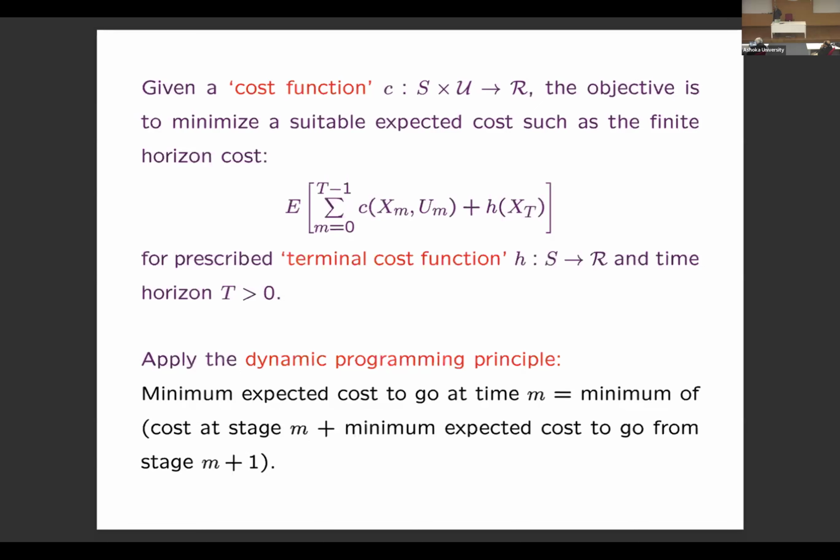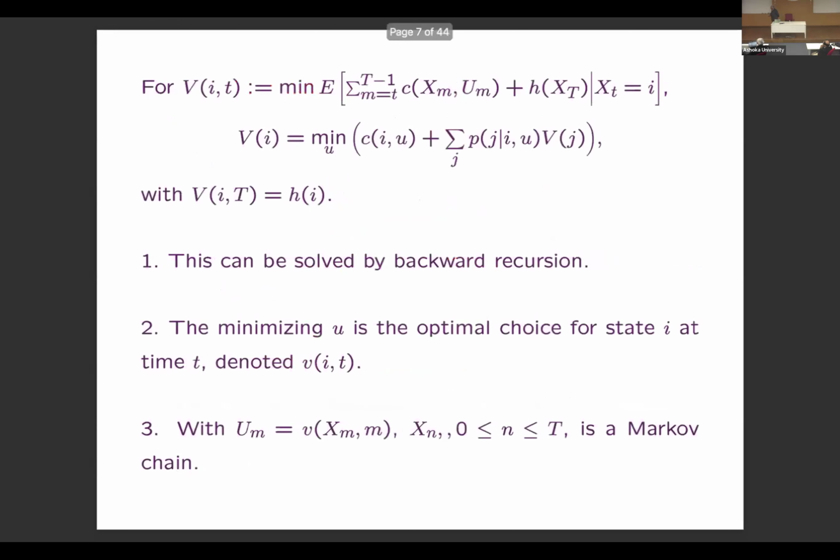So this is a two-line verbal description of the dynamic programming principle. Say that if you are at time n, you can look at the minimum cost for the remaining horizon. Then it's the minimum of a sum of two things: the minimum of what you pay right now, plus the minimum from next time onwards. So that's intuitively clear. The minimum cost to go at time n is the minimum of the immediate cost at time n, plus the minimum cost from time n plus 1 onwards. So this statement itself implies a backward recursion. If you know the minimum cost to go at time n plus 1, you can compute what it is at time n. And so I define v of i comma t, that's called a value function.